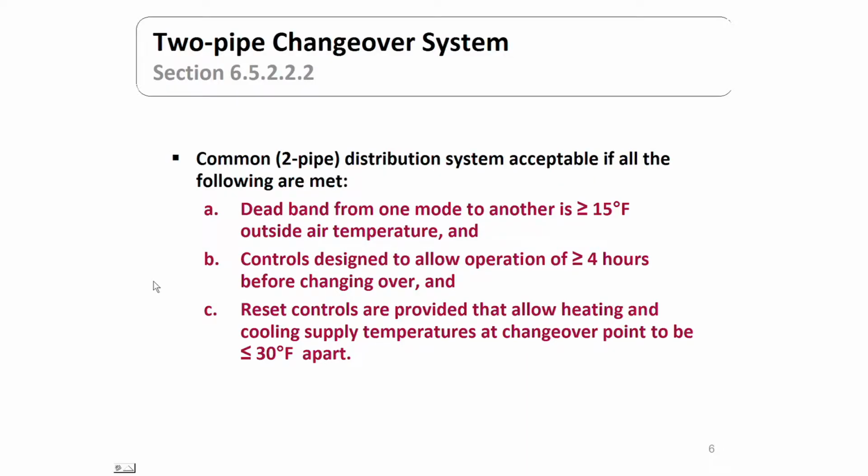2 pipes are possible. Common 2-pipe distribution system is acceptable if all of the following are met. And that is, first of all, the dead band from one mode to the other is greater than 15 degrees Fahrenheit of the outdoor air temperature. And the controls are designed to allow operation of equal to or more than 4 hours before the changeover occurs. And also, reset controls are provided that allow heating and cooling supply temperatures at changeover point to be less than or equal to 30 degrees apart.